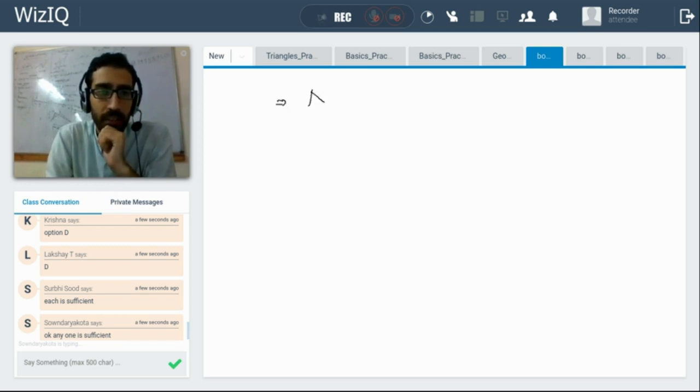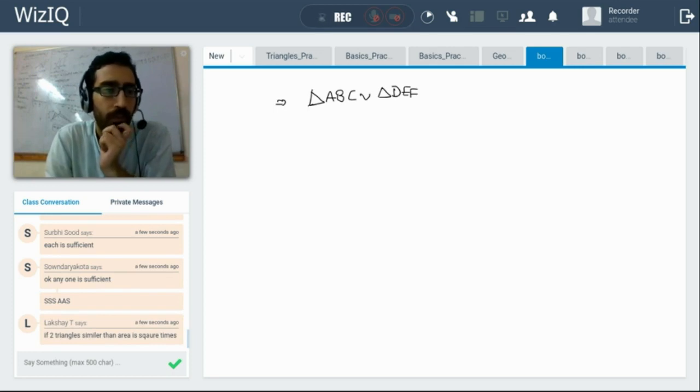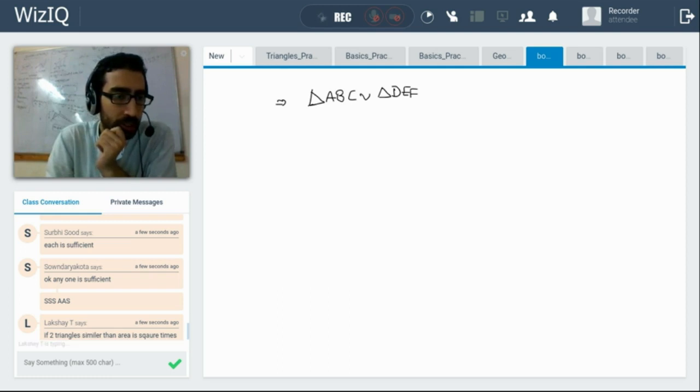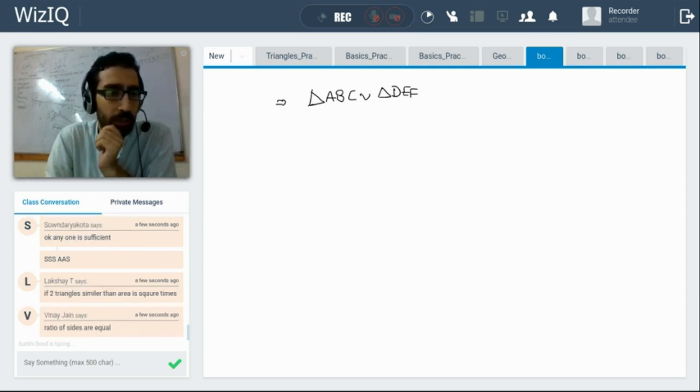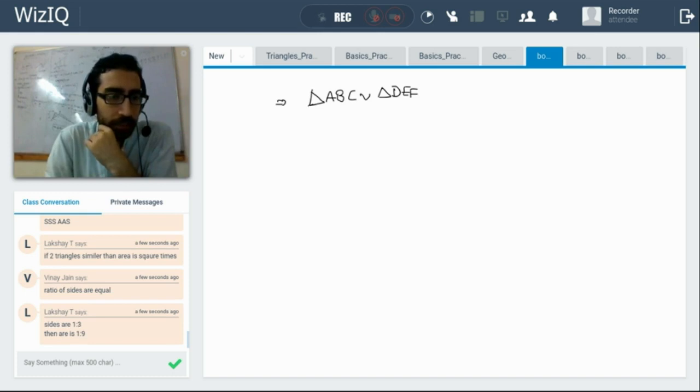When I say triangle ABC is similar to triangle DEF, what does it mean? Then the area is square time what? Saundarya, SSS, AAS are these types of congruencies. Let's not jump on congruency for the time being. Let's focus on similarity. Ratio of sides are equal, of course. That is the result. If sides are in ratio 1:3, then area is in the ratio 1:9. That's absolutely correct, Akshay. That is again a result. What is the meaning of similarity?